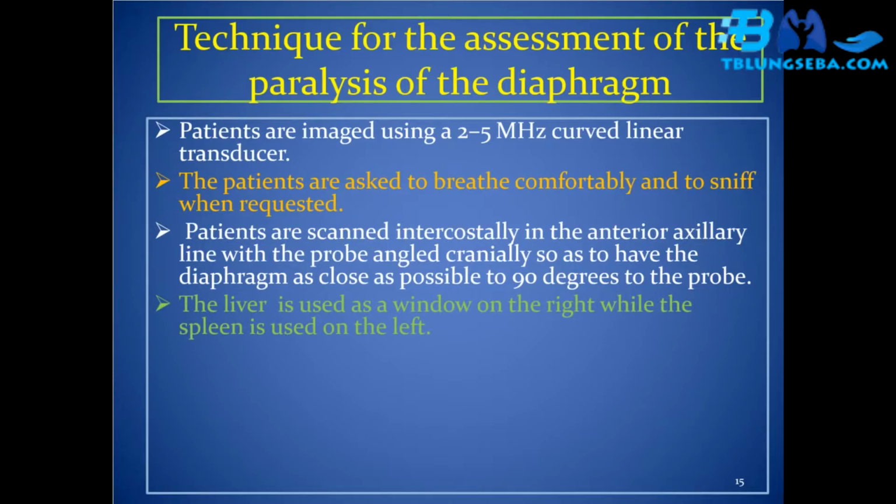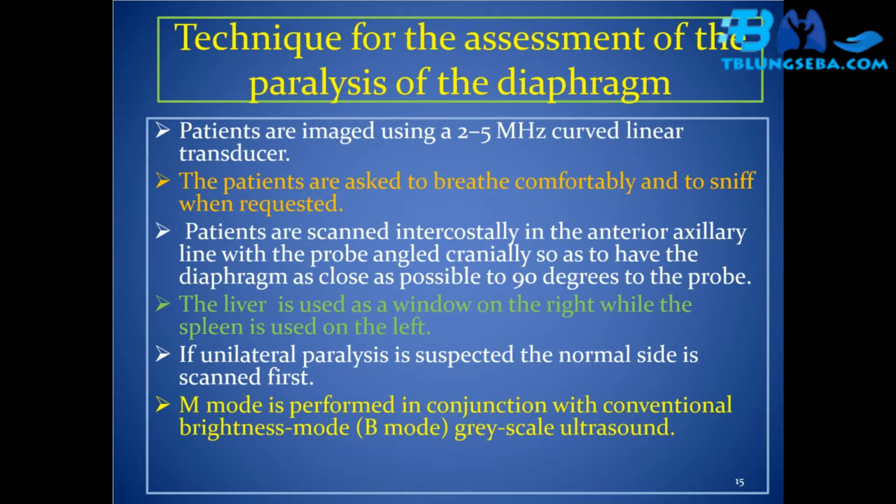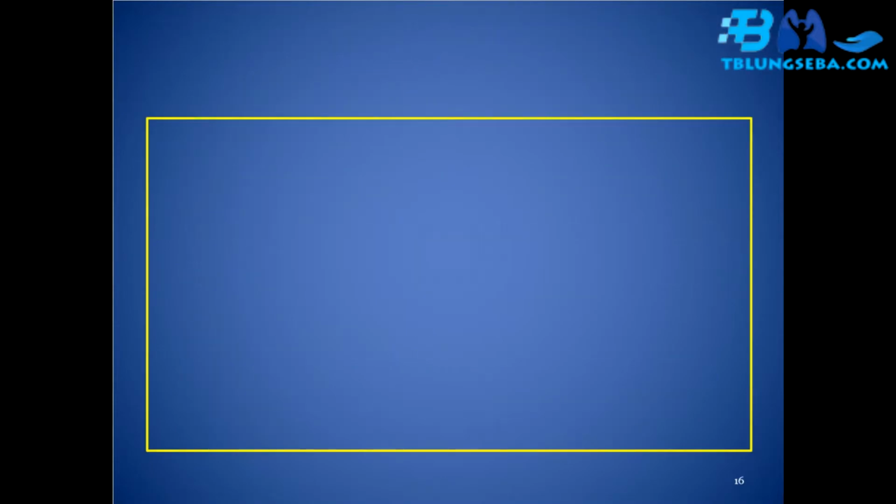The liver is used as a window on the right while the spleen is used on the left. If unilateral paralysis is suspected, the normal side is scanned first. M mode is performed in conjunction with conventional brightness mode, B mode, grayscale ultrasound.